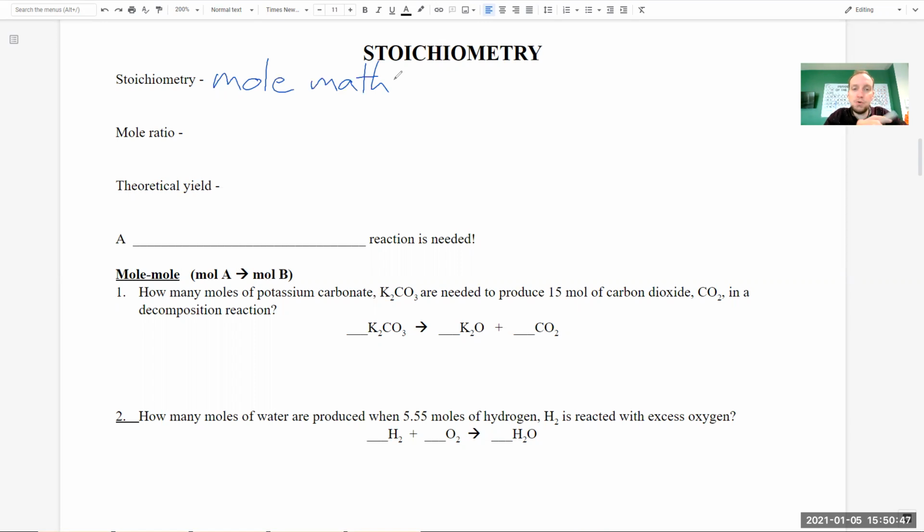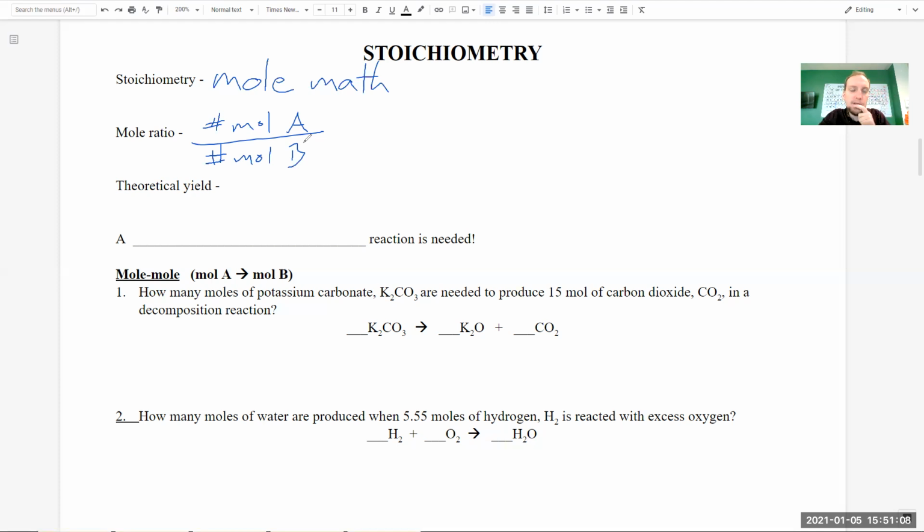Now, a mole ratio is basically a number of moles. Let me just do it this way: a number of moles of, let's say, compound A over a number of moles of compound B. So it's two different elements or two different compounds, one on the top, one on the bottom, and it is the ratio of one to the other.